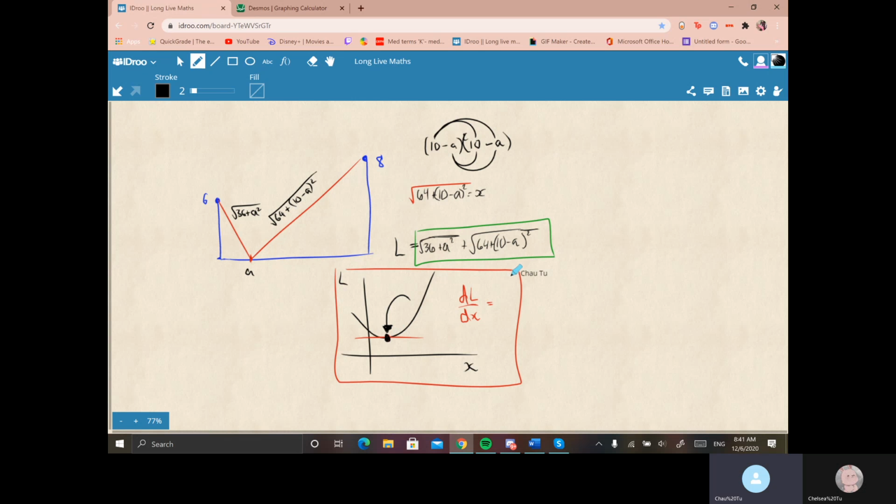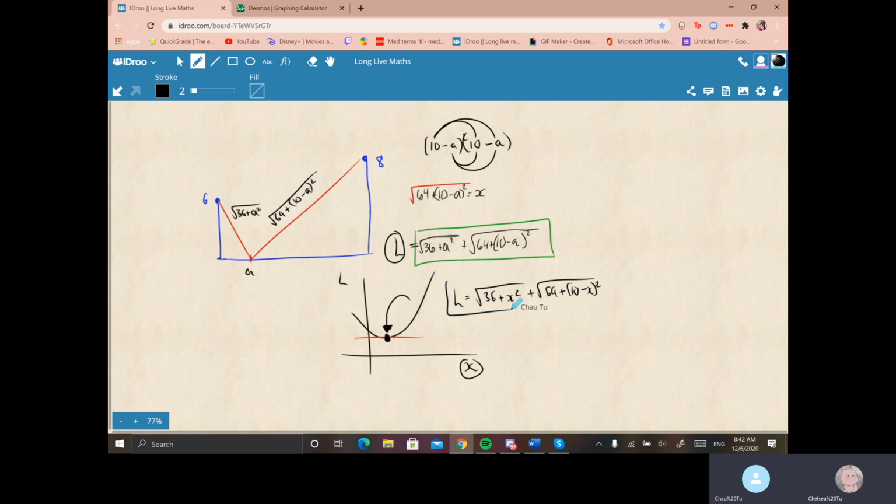Do you know? Set dy/dx to 0. Yeah, but don't forget, in our scenario it is dL/dx. Can you see that? Okay. So earlier we had this formula here, Chelsea, where L equals square root 36 plus x squared plus square root 64 plus 10 minus x squared. Can you see that?